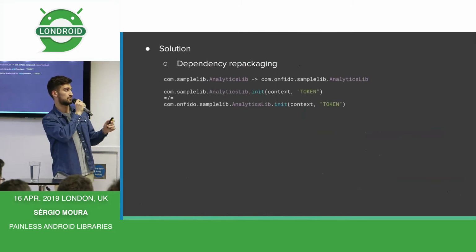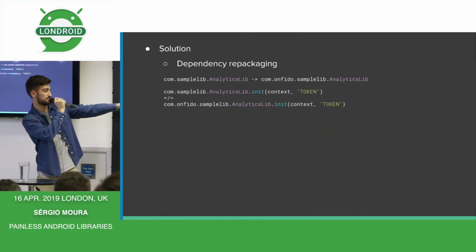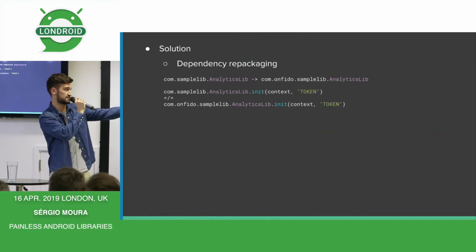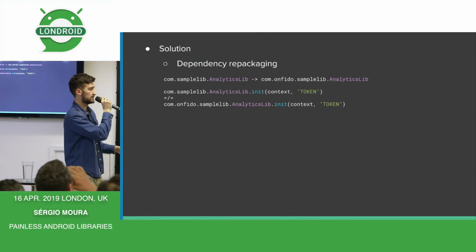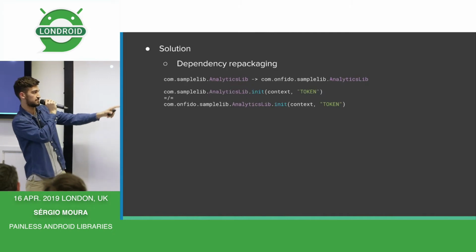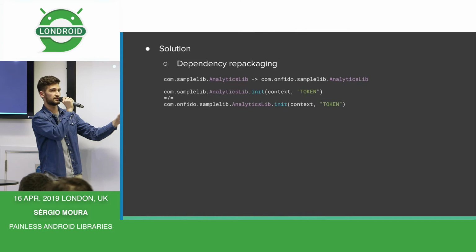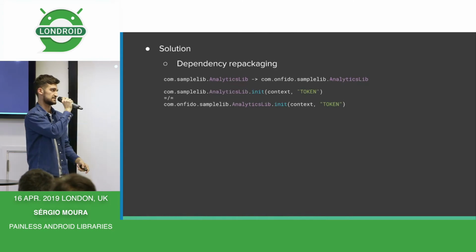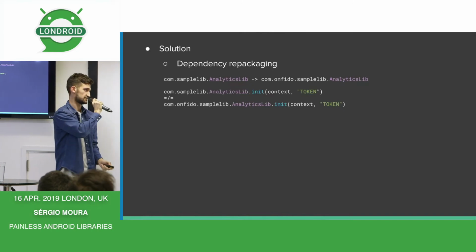So basically, we are changing the package of our analytics lib from com.samplelib to com.onfido.samplelib. And if we do this, what actually means is that when you initialize your lib, if you repackage to com.onfido.samplelib, the instance that you are initializing, you are not generating the same instance as the host app anymore. So conflict is over, which is great.